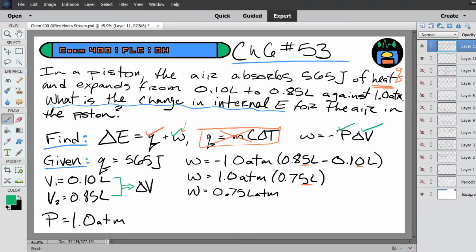So now we have work. We just got to add it to Q, but there is a problem. Q was given to us in joules. Our energy transferred through work right now is in liter atmospheres, so we need to do a unit conversion to convert between liter atmospheres and joules. And I believe, let me just double check. Whenever you're not exactly sure of a unit conversion, just Google it. Liter atmospheres to joules. I think it's 1 liter atmosphere is 101.3. Yeah. 1 liter atmosphere is 101.3 joules.